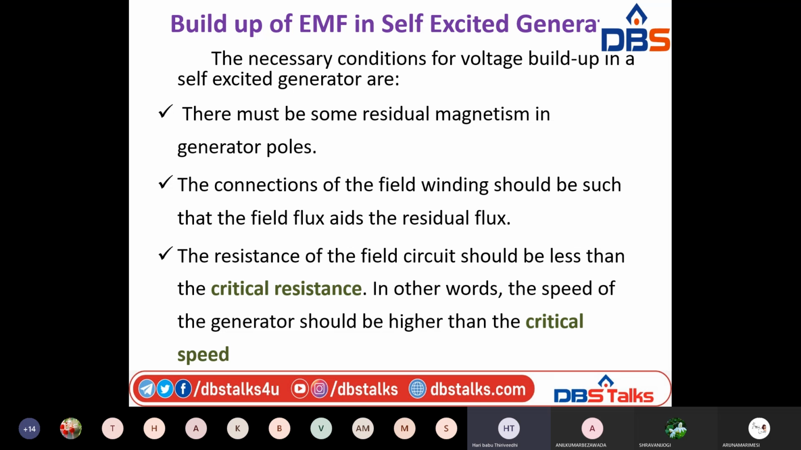So once a consumer purchases the generator and starts his work, already some EMF is induced in the generator at the initial stage. That will be added directly here. That small amount of EMF readily given by the generator is called residual voltage. The reason for residual voltage is nothing but residual magnetism.